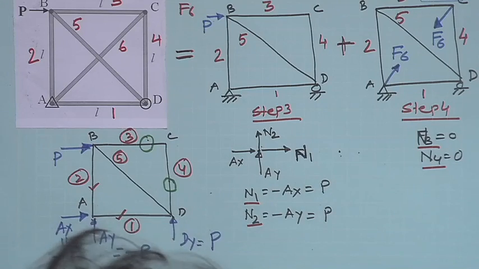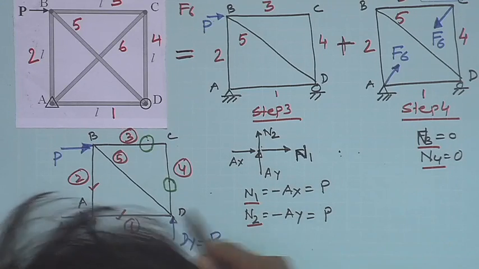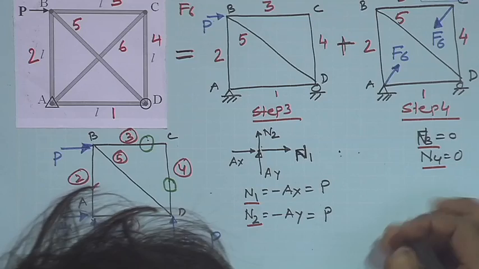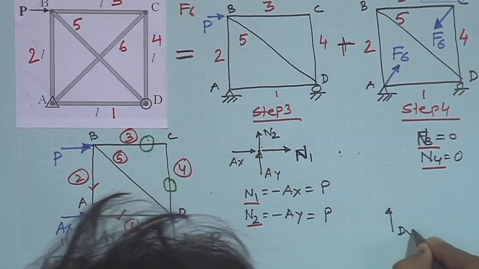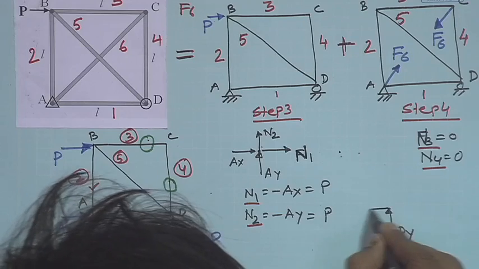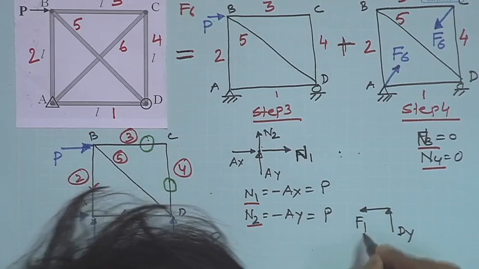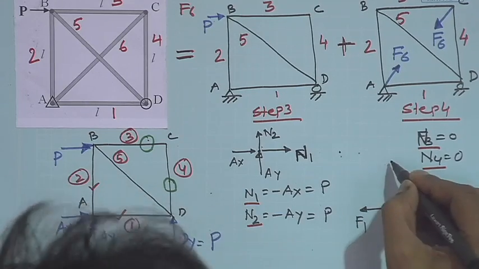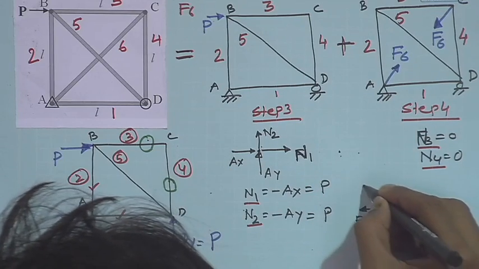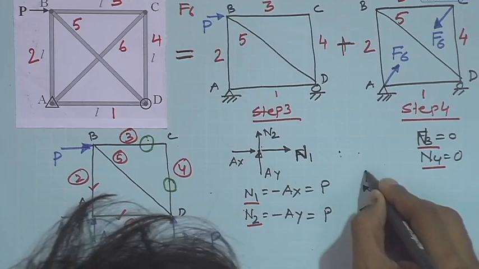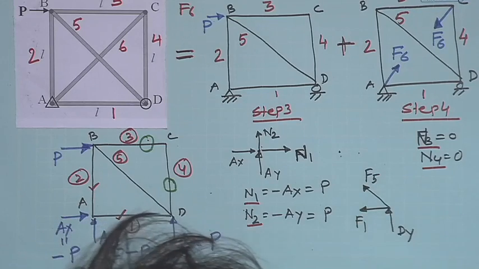member 5. Now, if we draw the free body diagram of joint D, what are the forces we have here? Dy, which is the reaction, and then this is F1, and F4 is 0 here, so there is no point in writing it. Then this is F5. This angle is 45 degrees.